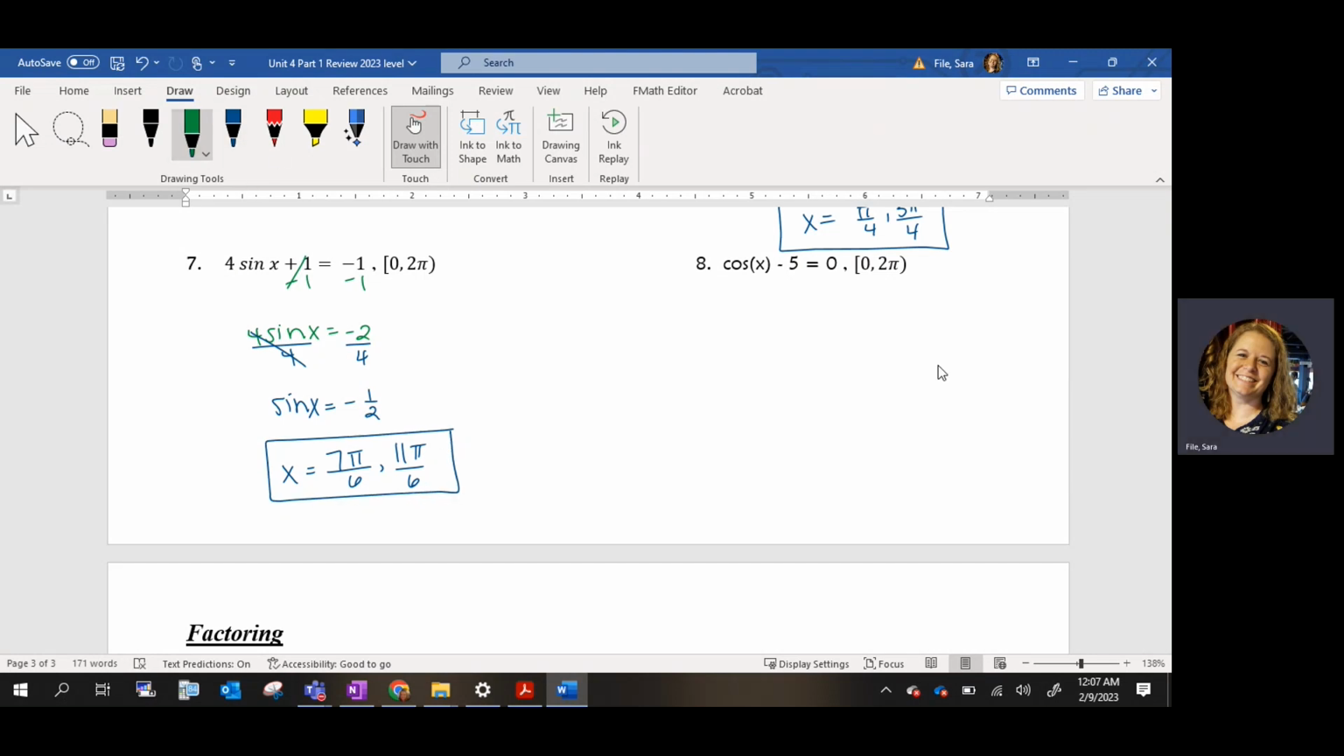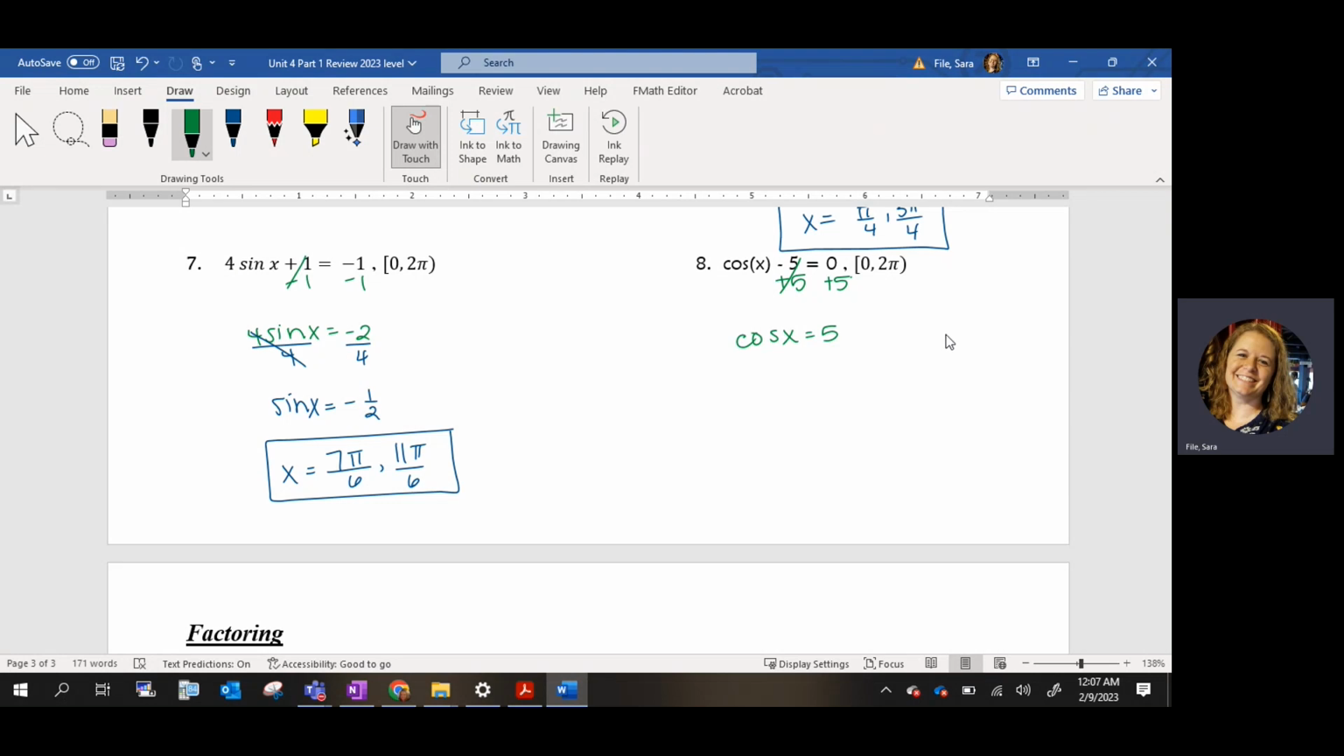All right, on 8, I'm going to isolate cosine, so I'm going to add the 5 to both sides. Now, this one doesn't make sense. There is nowhere where cosine is ever 5.